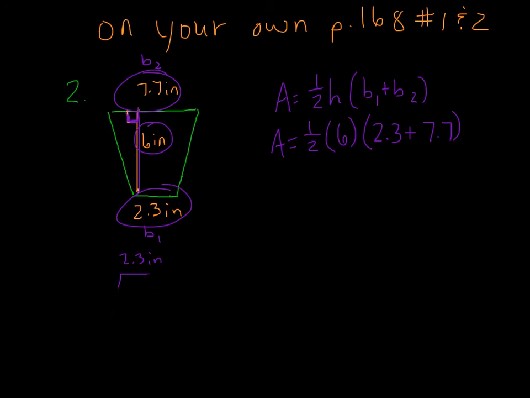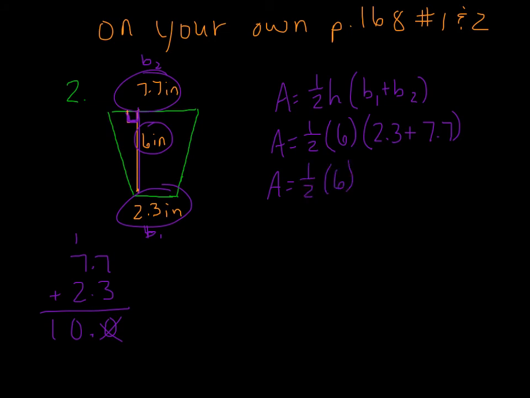I'm going to show you how to line up these decimals so that you guys have a little bit of review. If I'm adding 2.3 plus 7.7, I am lining up my decimals, because if you don't, you're going to get the wrong answer. So my decimal place goes straight down. 7 plus 3 is 10, carry my 1. 7 plus 2 plus 1 is 10. So I can get rid of this 0. So I have an answer of 10. So A equals 1/2. I haven't done anything with my 6 yet. I've only added my bases together to get a total of 10.